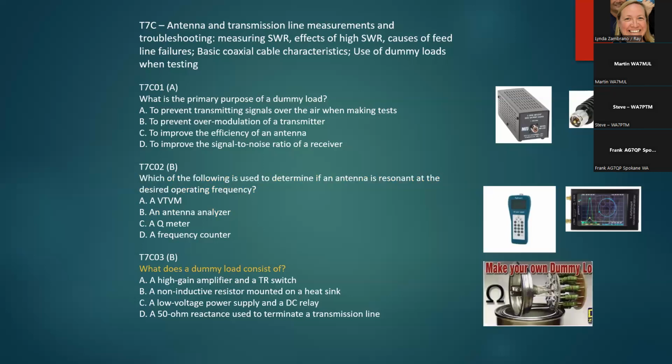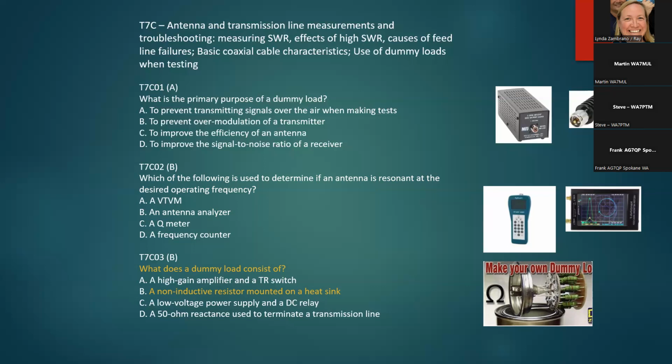Question C03. What does a dummy load consist of? Most commonly, a dummy load consists of a bunch of non-inductive resistors mounted on a heatsink, and most commonly they are resistors in a group that present a 50 ohm load to your transmitter, because that is the impedance that your transmitter works best at.